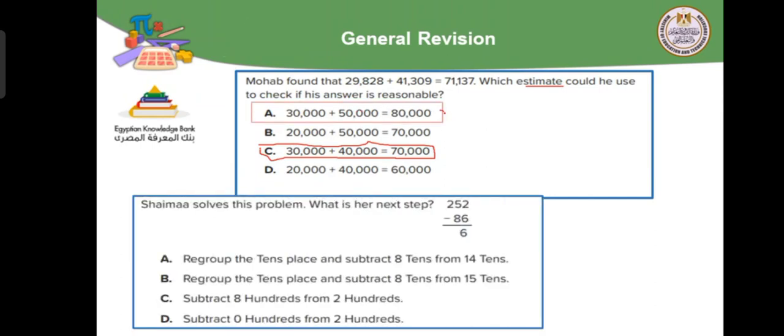Then here, Shayma solved this problem. What is her next step? Look at this.